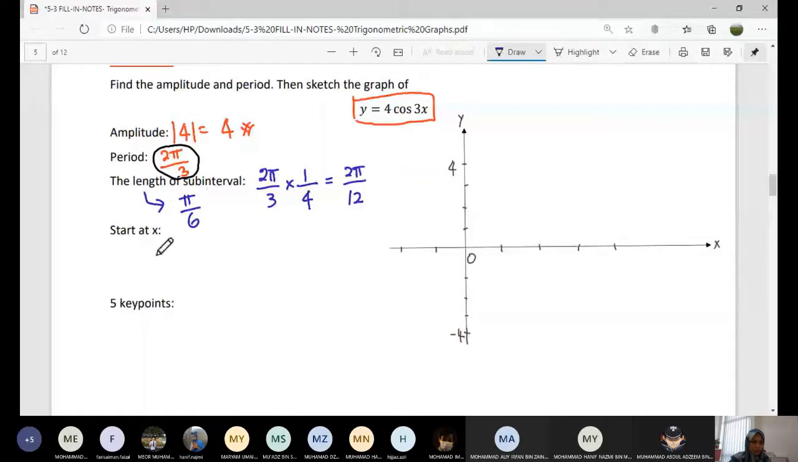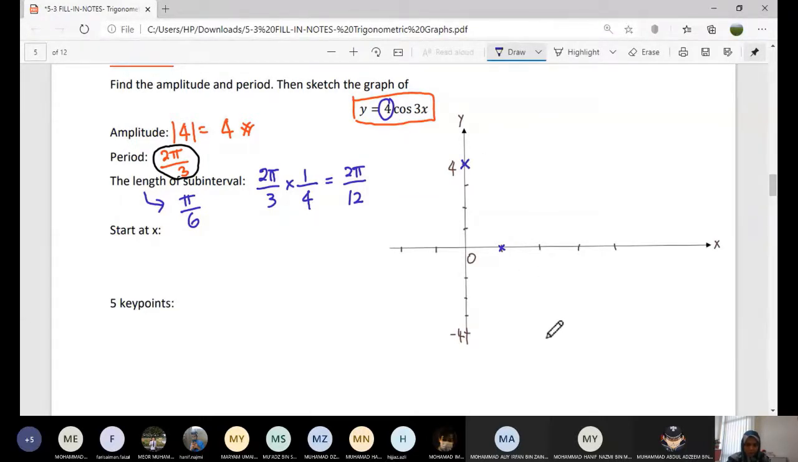Now we want to look at the start point. Since here there is no shifting to the left or to the right, for cosine we have to start from the amplitude 4, the positive side. So we start here. This is cosine. And then for the first interval, we have key point number 1, key point number 2.